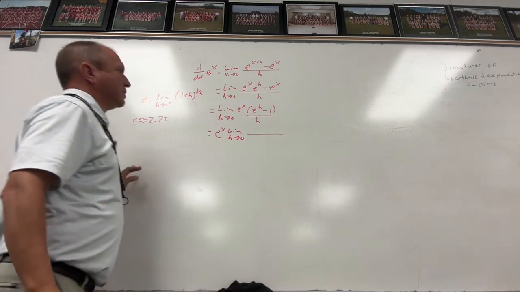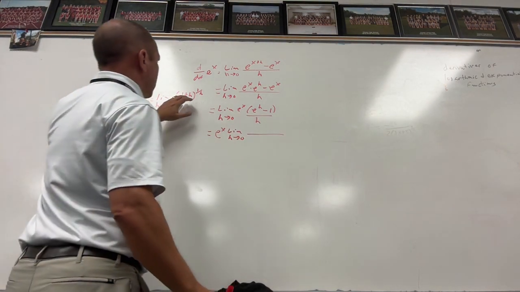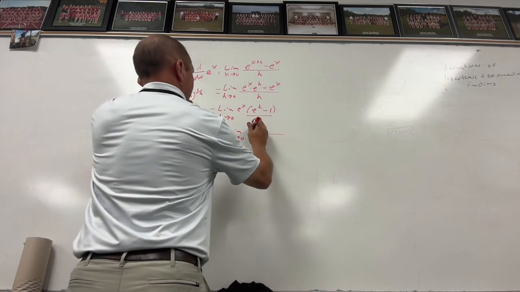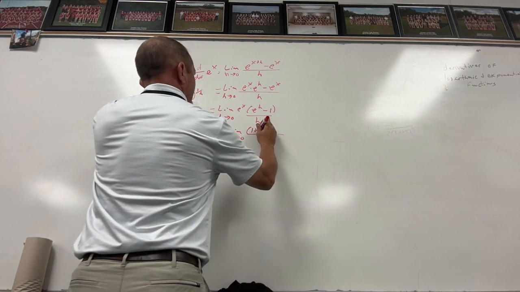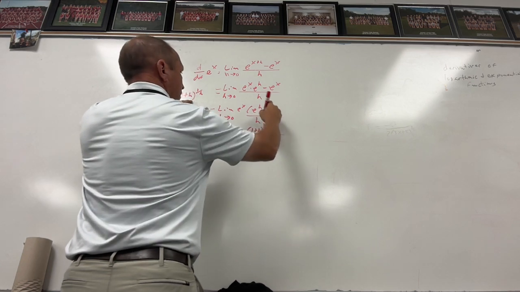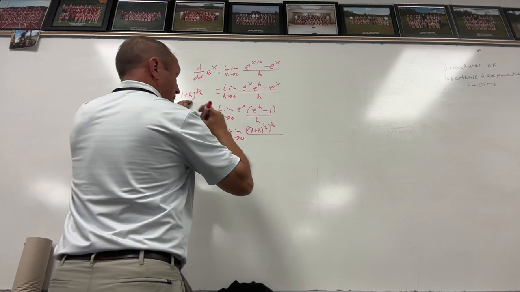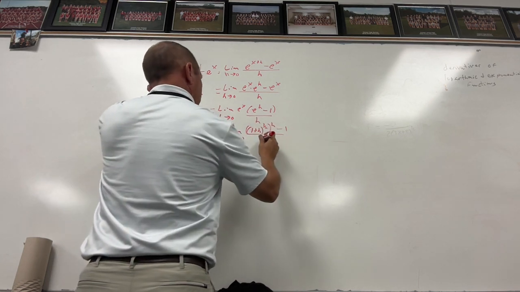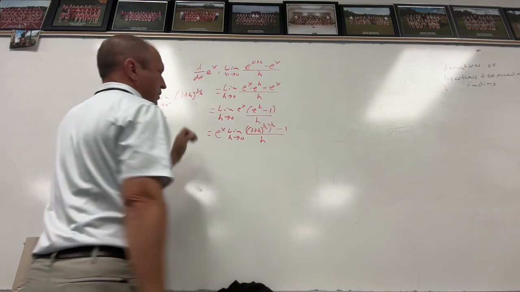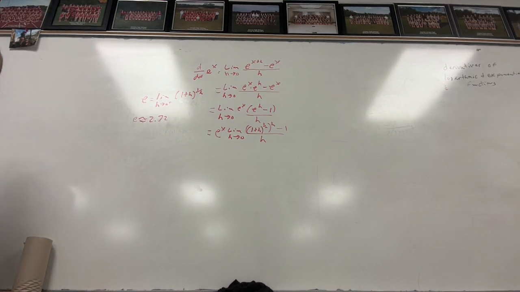But now I'm going to use this definition of what e is. We've already got it set up as a limit. So e is 1 plus h to the 1 over h power, and then all of that is raised to the h power, minus 1 over h. I'm going to slow down because that's going to take you a second probably to copy that down.